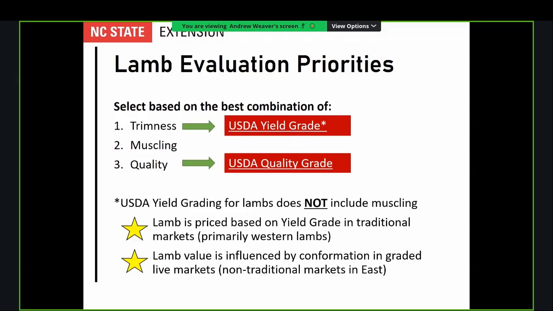And we're just kind of hoping those lambs then produce good carcasses as a result of that, and are sorted and valued accordingly. But we're not actually taking USDA yield or quality grades on those non-traditional lambs.